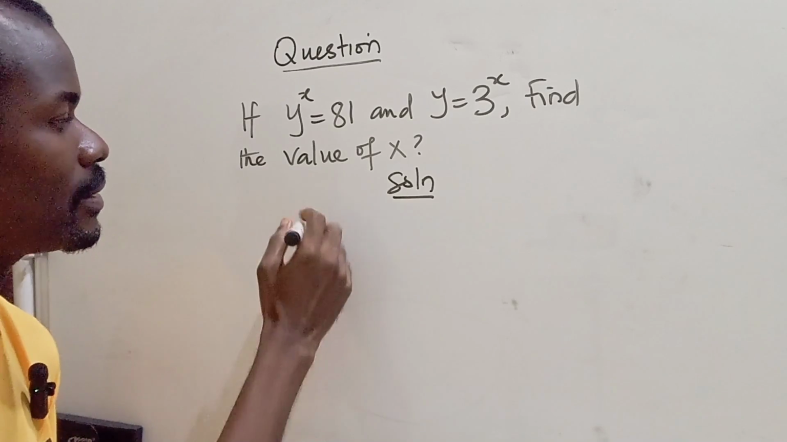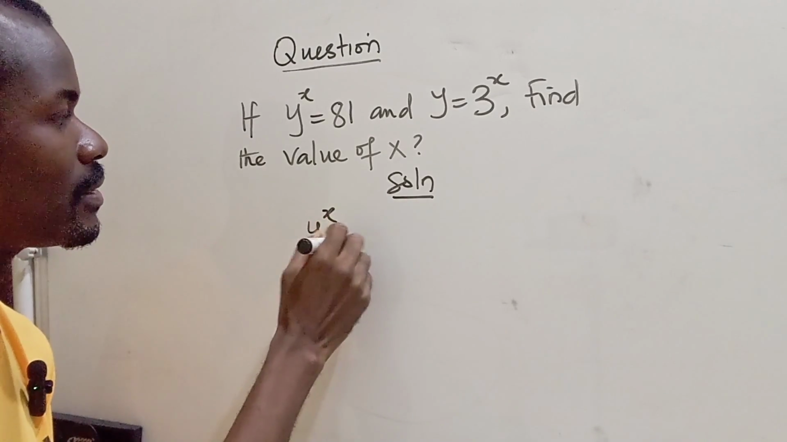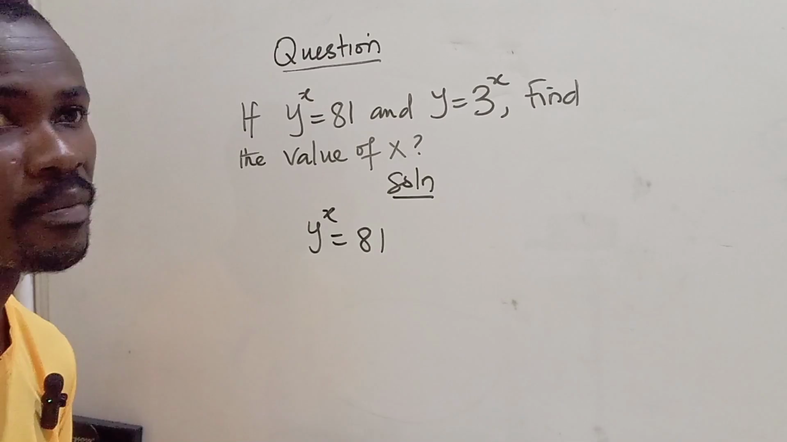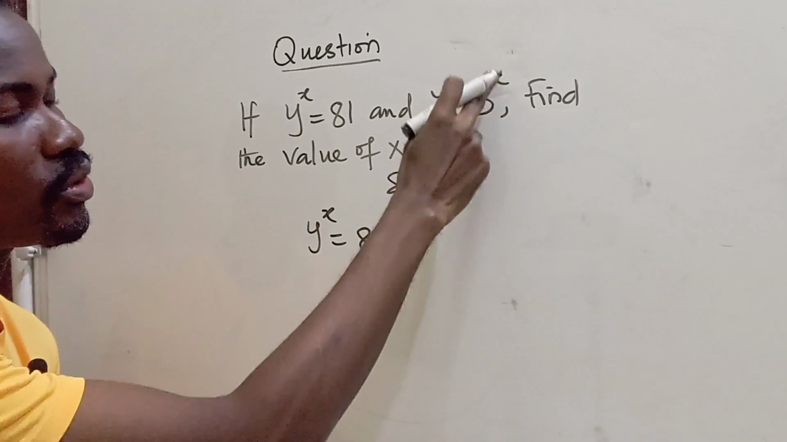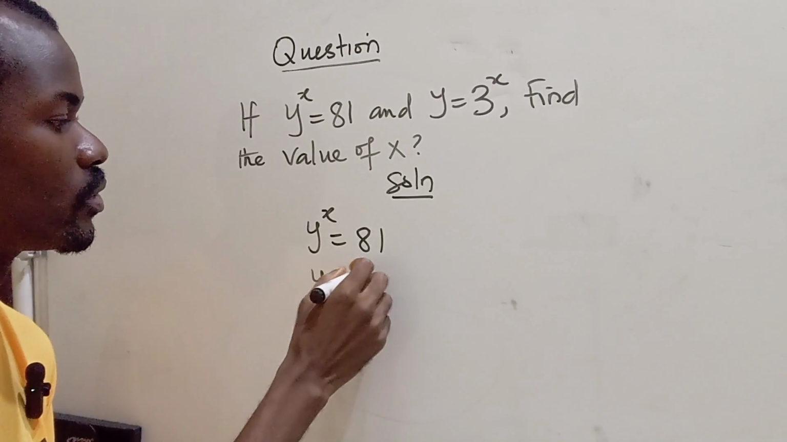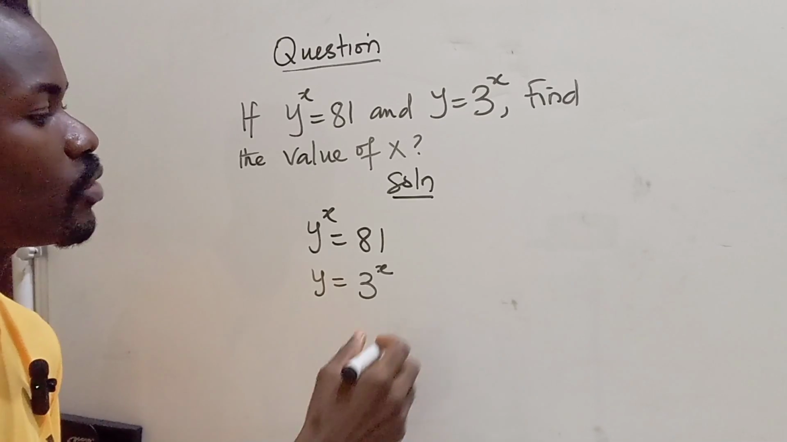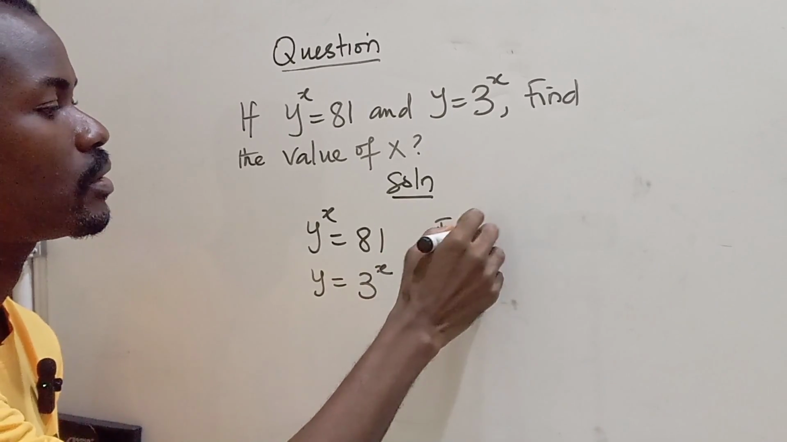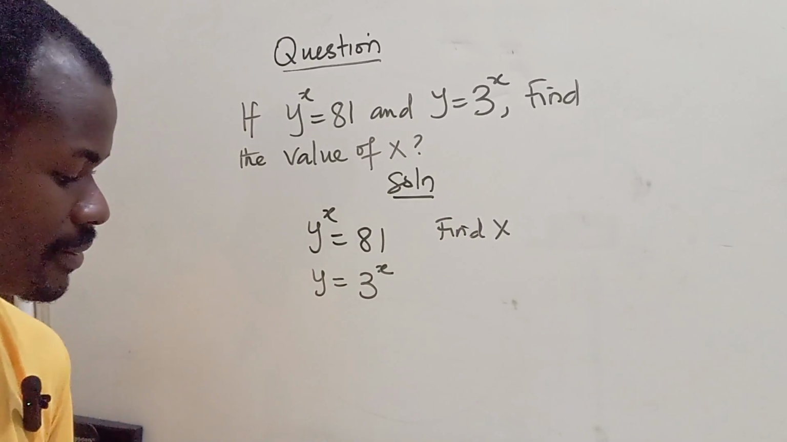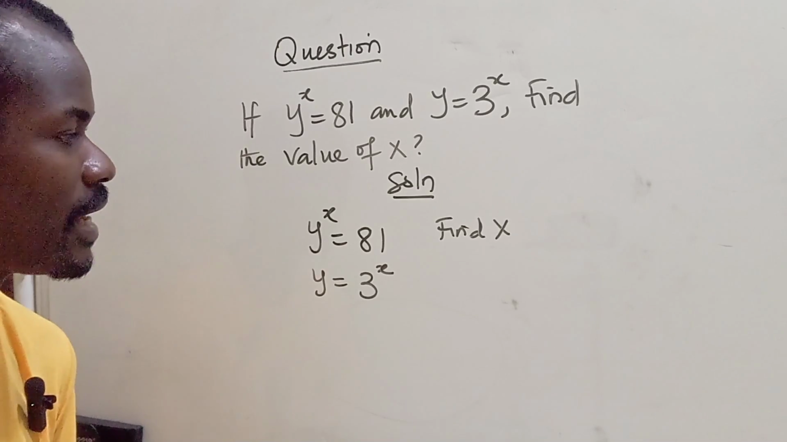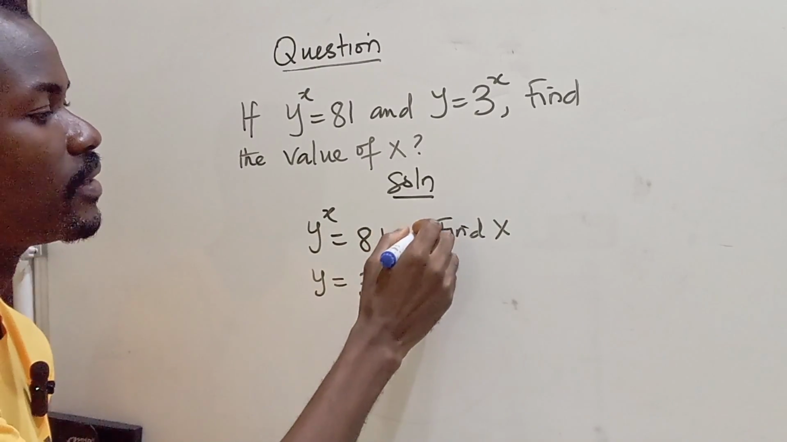So the question says, y raised to power x is 81. If y raised to power x is 81 and y is equal to 3 raised to power x, so the question says we should find what? We should find x.